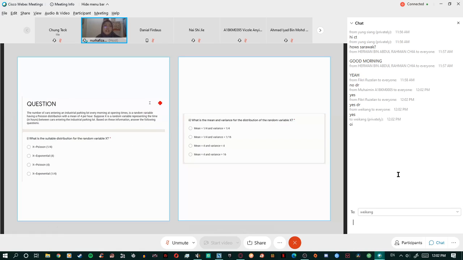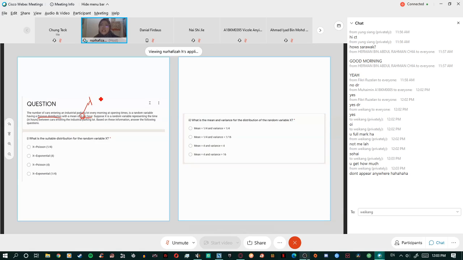The number of cars entering an industrial parking lot every morning at opening time is a random variable having a Poisson distribution with a mean of 4 per hour. So what does this 4 per hour mean? That means they have an average of 4 cars per hour. So this 4 is the lambda of the Poisson. This is the lambda for Poisson.